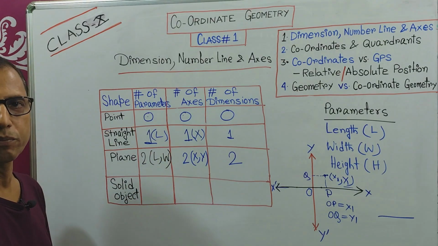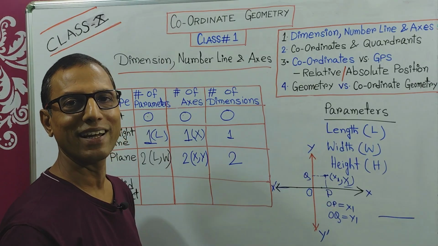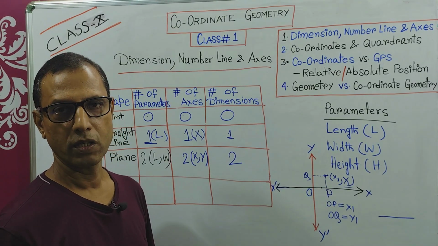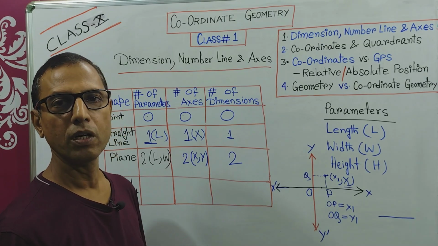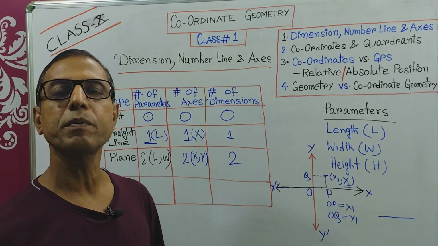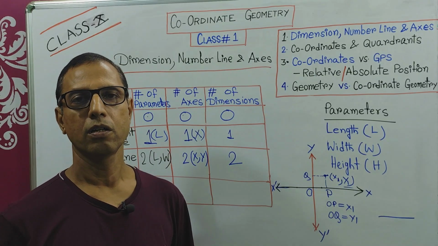Now there is a solid object where you have all three parameters, length, width and height. Let's say a box, any solid object, or let's say a room, a very simple example, a room. Can you just specify the dimensions of a room? Just forget about coordinate geometry.